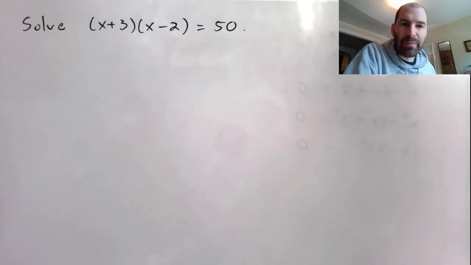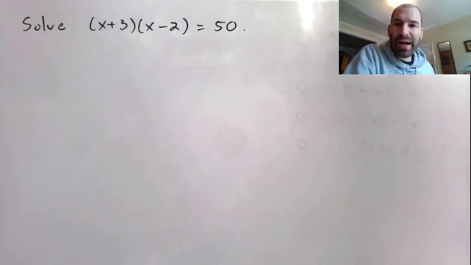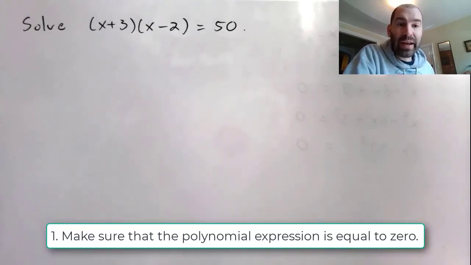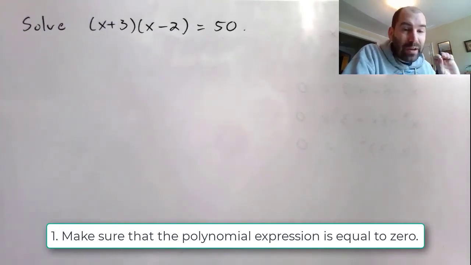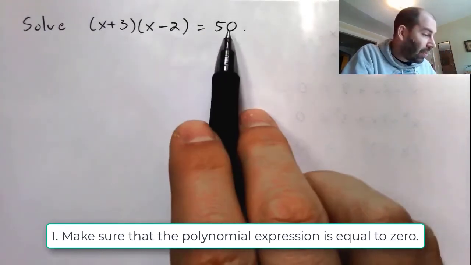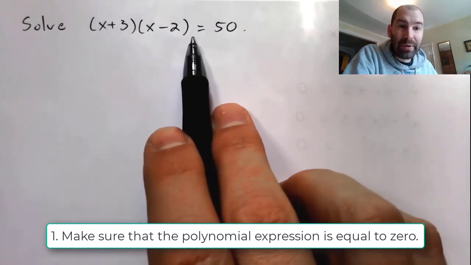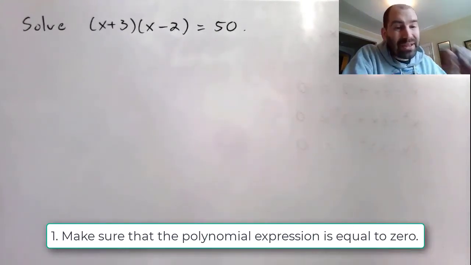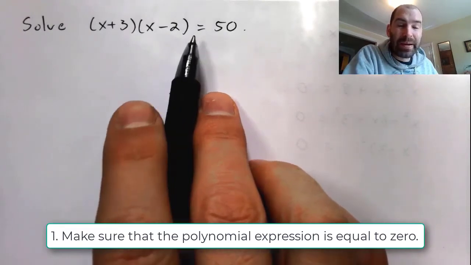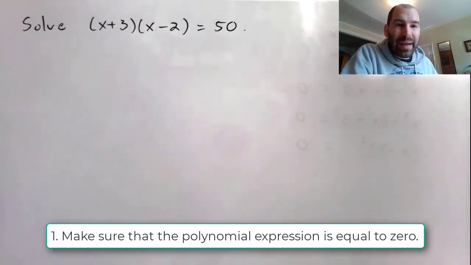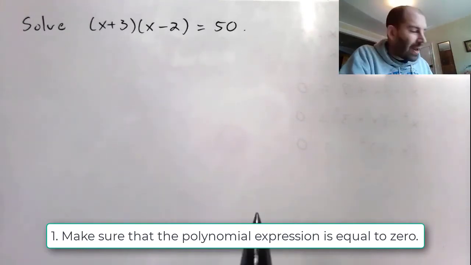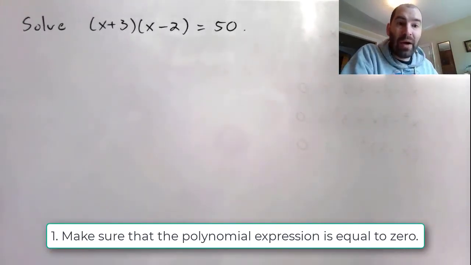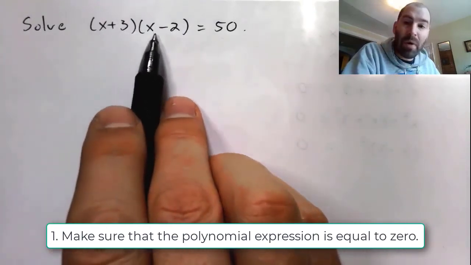Okay, our final example for this video. We have to solve this polynomial equation. So first step, make sure the right-hand side is equal to 0. Now, I'm going to realize something a little bit ahead of time. I can go ahead and subtract 50 from both sides to make that happen. But I know that the next step is going to be to factor everything, right? And to factor everything, I'm going to need everything multiplied out. So I'm going to actually go ahead and multiply everything out right now in the first step.